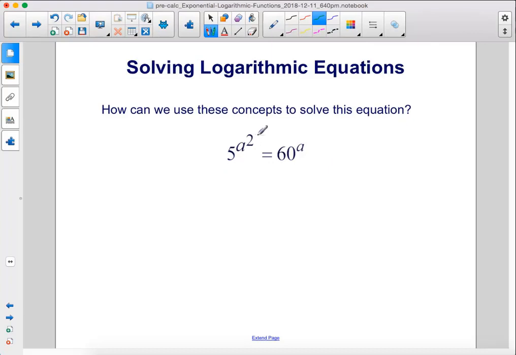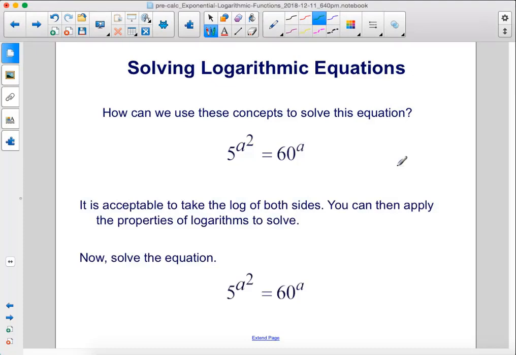5 to the a squared power equals 60 to the a power. It is acceptable to take the log of both sides. You can then apply the properties of logarithms to solve. Now, let's solve the equation.